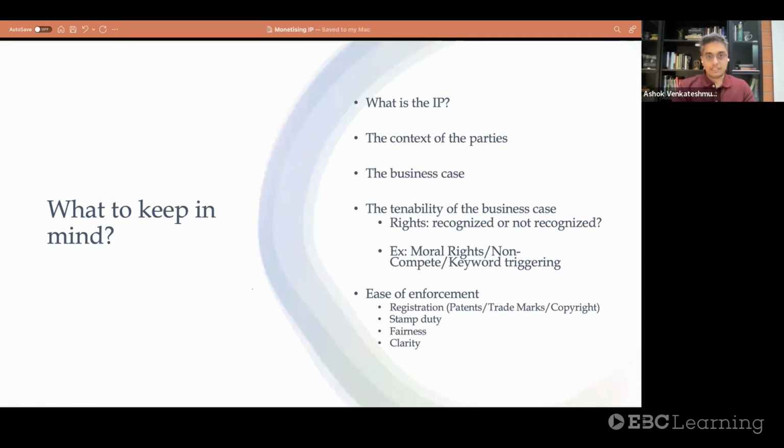The more unfair the deal is, chances are the parties are going to try and find ways to work around the contract, breach the contract, and avoid the contract, right? So defining a fair business case is very critical to ensuring that tomorrow there are no disputes occurring, right?